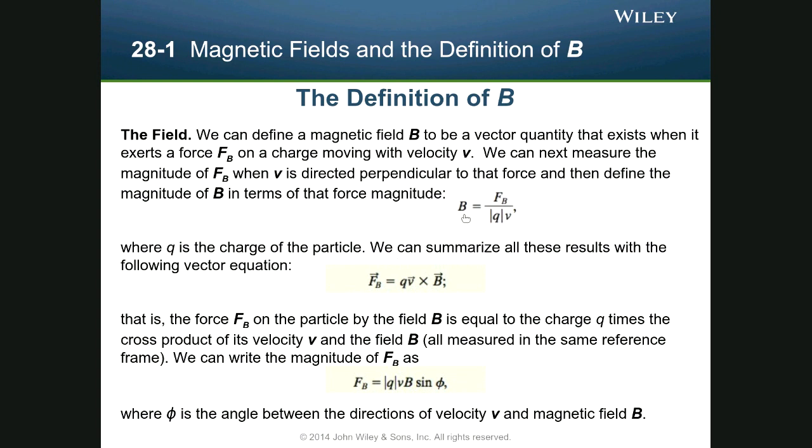You can get the magnitude of B in terms of the force and qv over here, and that's kind of cute and all. But what we really want to start with is this expression, right? Where F_B is equal to qv cross B. But of course, the magnitude of that force is equal to the magnitude of q times v times B times sine phi, where phi is the angle between the velocity vector and the magnetic field vector. Now, of course, this is the magnitude of the cross product, right?